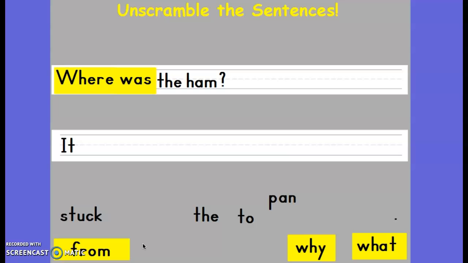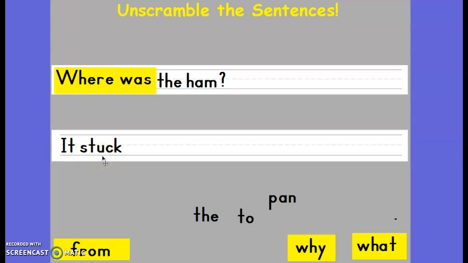Well, there's only one word that makes sense, right? As we start plugging in these words, the only one that really makes sense is stuck. It's stuck, right? Because it from makes no sense. It the doesn't make sense. It why doesn't make sense, right? So we put in that stuck. So now we know it's stuck.